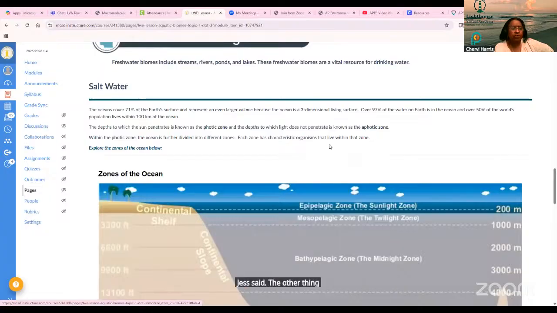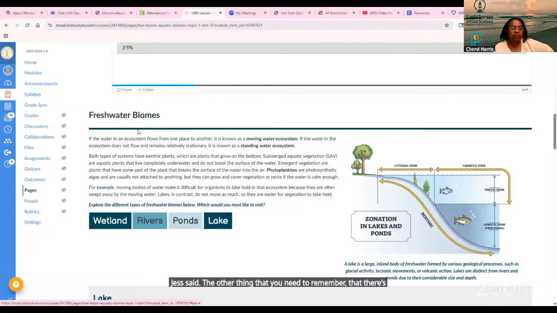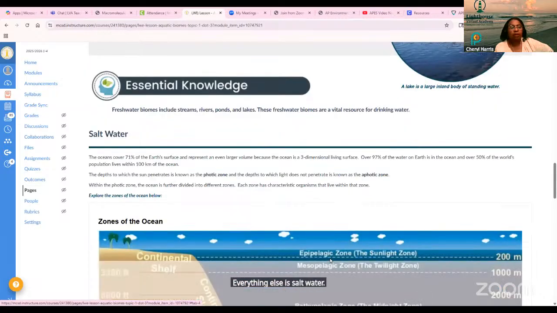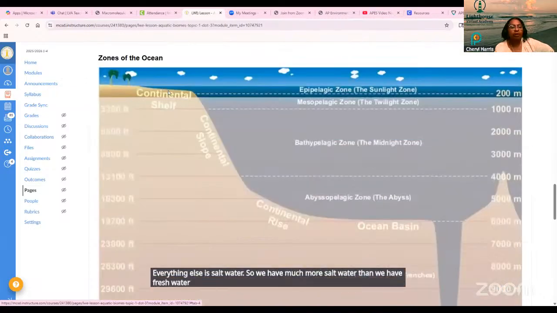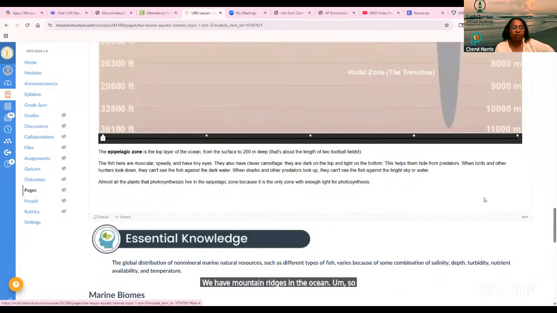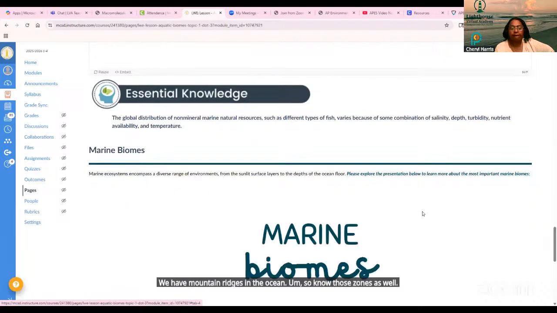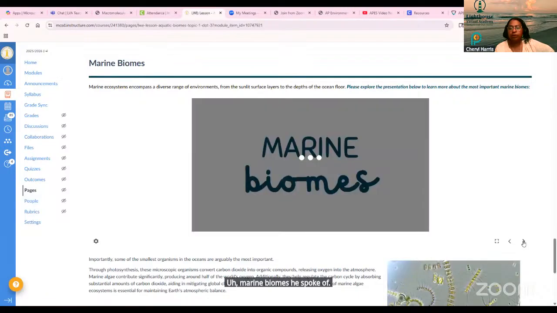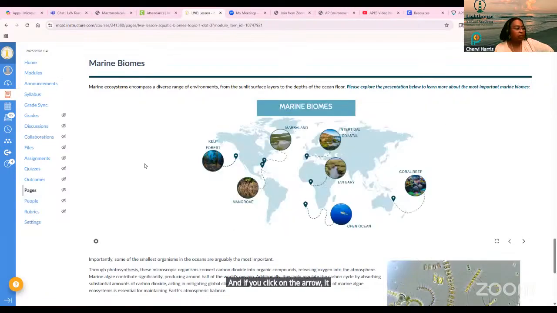The other thing that you need to remember is that there's two distinct places, freshwater, and remember that only about 2% of all the water on the planet is freshwater. Everything else is salt water. So we have much more salt water than we have freshwater. You have different zones in our oceans. We have mountain ridges in the ocean. So know those zones as well. Marine biomes he spoke of. And if you click on the arrow, it will give you the names of all of the marine biomes.